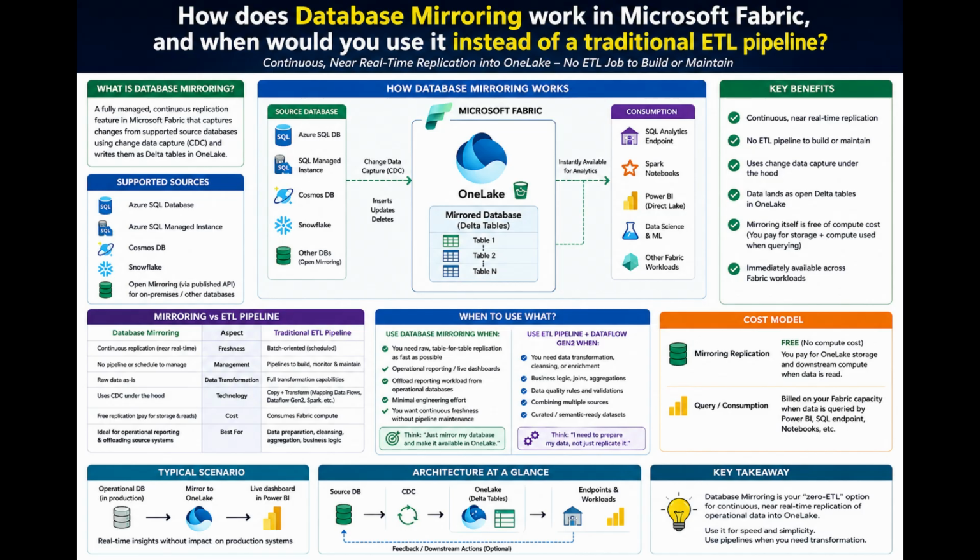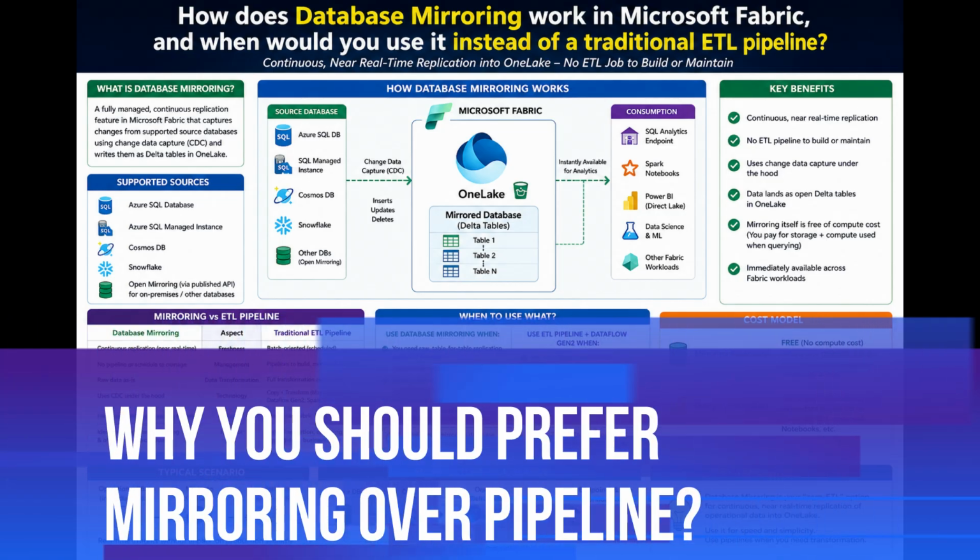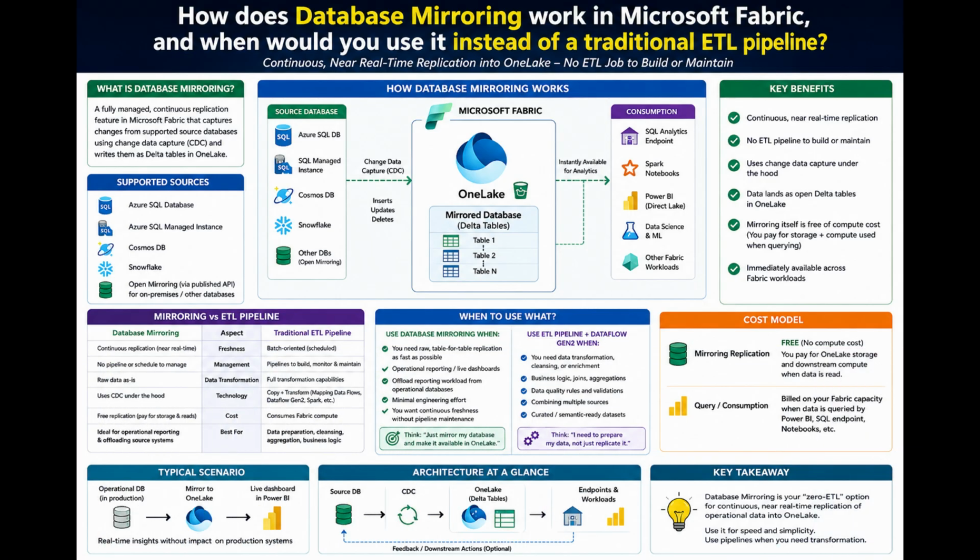Some of the hidden points I will tell you. One question which is hidden in this is when you should use database mirroring in Fabric and why you should prefer it over a pipeline. Remember, this is a continuous near real-time replication into OneLake. No ETL job you need to build and maintain. And what are the supported sources here? You have Azure SQL DB, you have Azure SQL MI, you have Cosmos DB, Snowflake, and other on-prem databases.